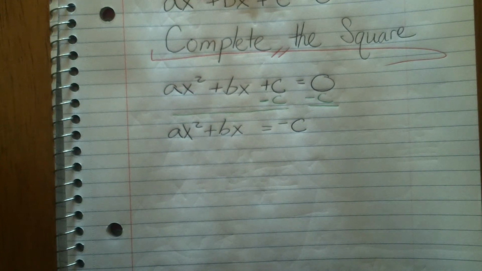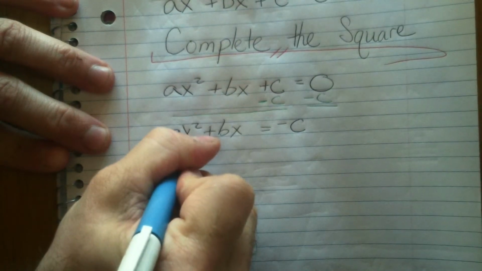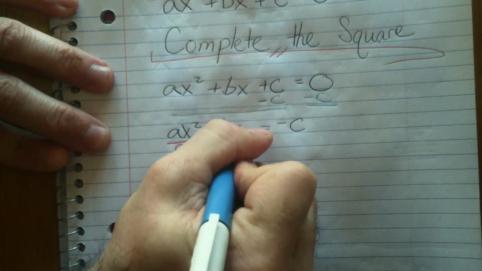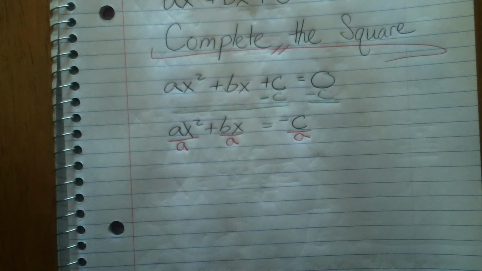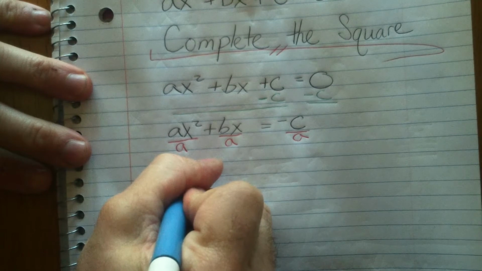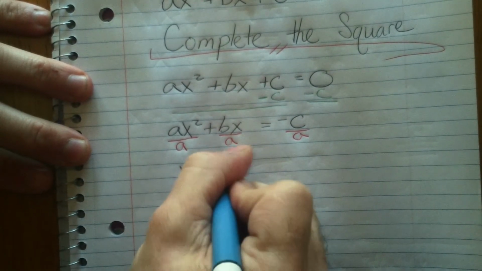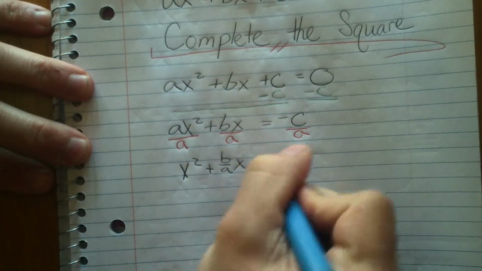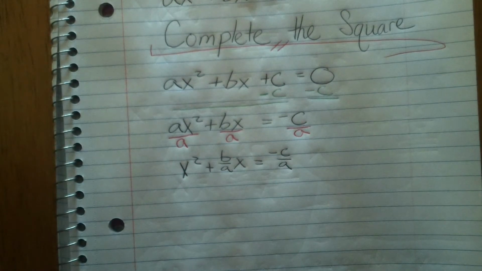Our next step, we want to get rid of a. And we've done that before. We just divided it away. So we're going to divide each term by a. And that gets us x squared by itself plus b over a x equals negative c over a. So hopefully that's making sense so far.